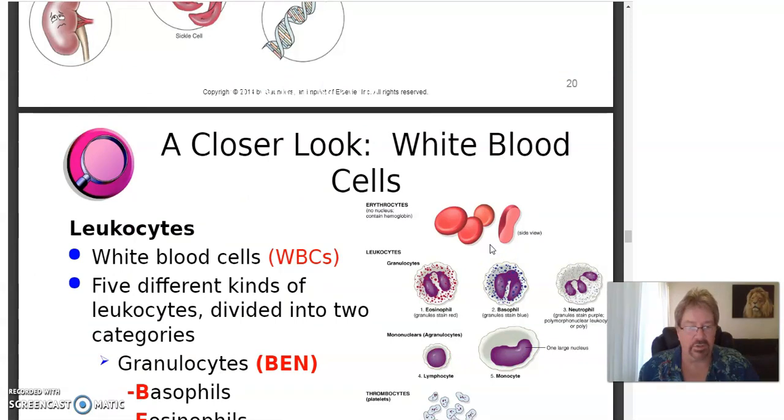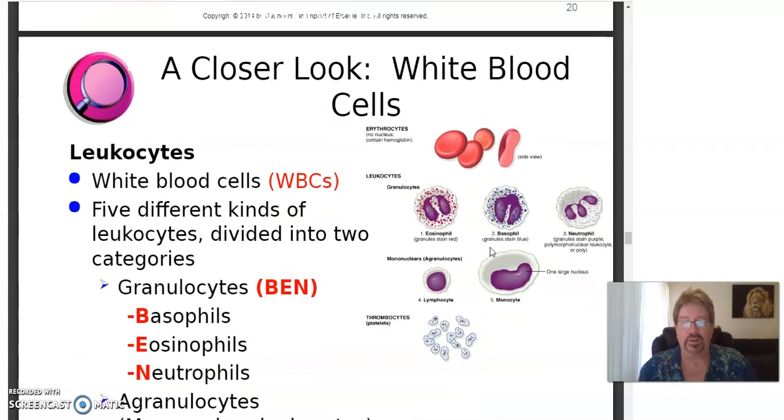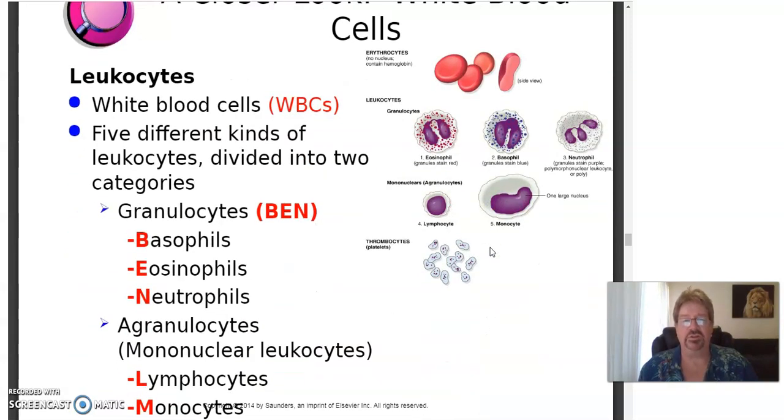Okay, how much time we got? Less than a minute. White blood cells. There are 5 different kinds. They're called leukocytes: basophils, eosinophils, neutrophils, lymphocytes, and monocytes.